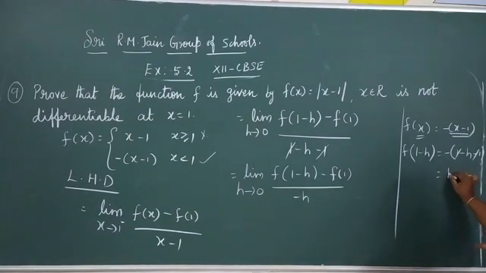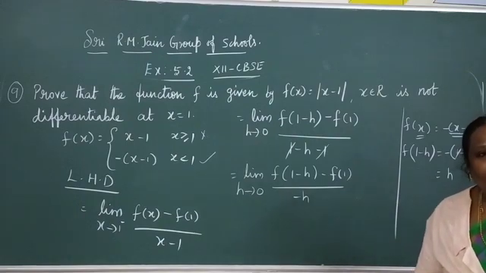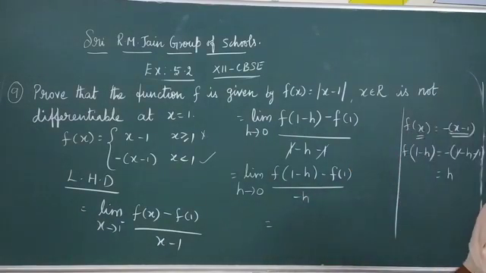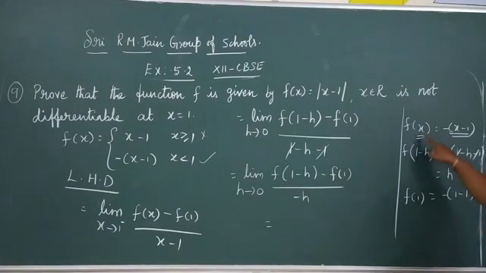What is the answer I am getting? Minus into minus, plus h. The answer is plus h. Next I am taking f of 1. It gives minus of x; instead of x I can replace by 1. 1 minus 1 equals 0.